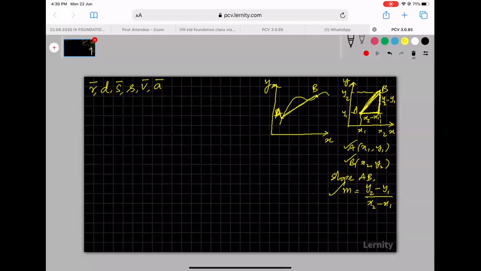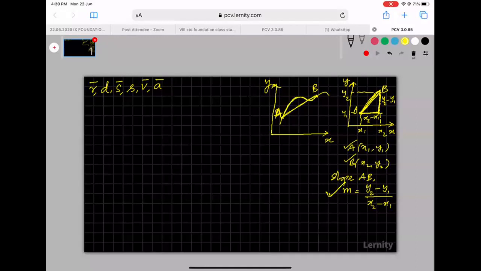Understood? The slope of the line here, given by this formula, y2 minus y1 by x2 minus x1, is nothing but the slope of the line AB. It is not the slope of the graph. It is rather the average slope of the graph from point A to point B.